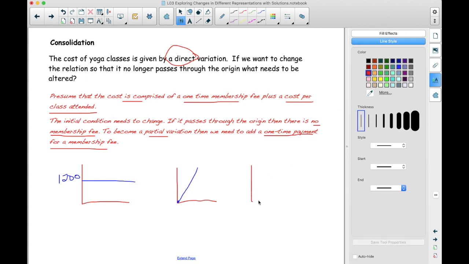Now what if we have both? If we have both, then we're going to be a partial variation, and we need to have a positive slope. A positive slope because they're not paying you to attend classes, you're paying them to attend classes. This one wouldn't make sense if we did this, and it's coming down. So there would be a membership fee, but now what this would say is your costs are dropping, which means they must be paying you to attend classes, and that doesn't make sense at all.